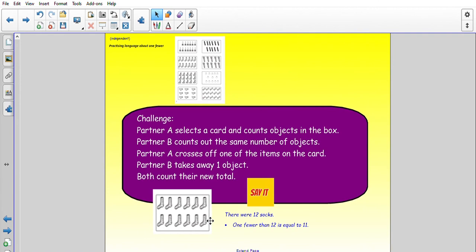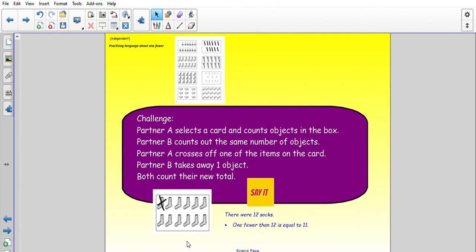So then we're going to see if we can count out that amount of objects. So see if you can count out 12 of something. You might use your blocks, you might use sweeties, maybe you could use breakfast cereal. Count out 12 of them. Once you've made your concrete representation of 12, we're going to take our pen, and we're going to cross off one of them, because we're trying to find one fewer, aren't we? So I've taken away one, or crossed out one.